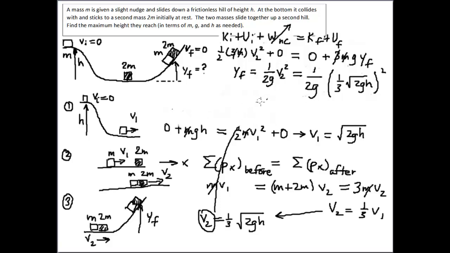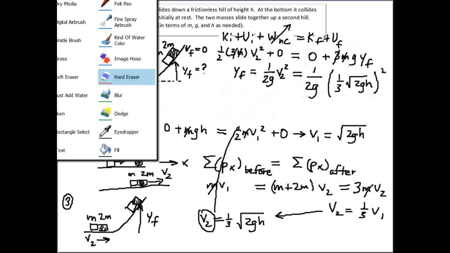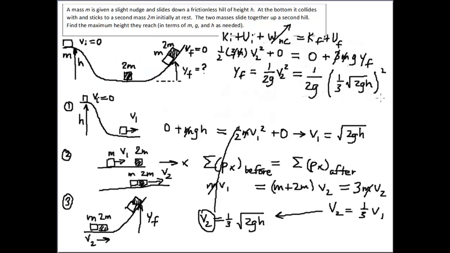We'll be able to assess our answer and see if it gives us something that is reasonable in terms of units. So y final is 1 over 2g, and then we've got a 1/9 because the 1/3 gets squared, and then we've got a 2gh, and look what happens. The 2's cancel, the g's cancel, and so we're left with just 1/9 h. So a very simple answer.